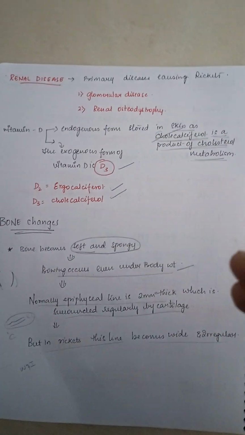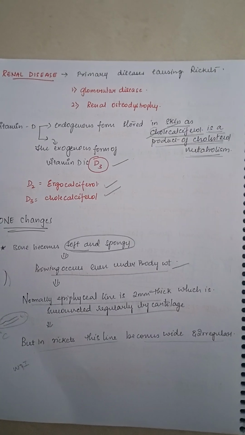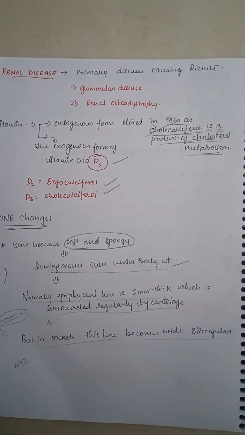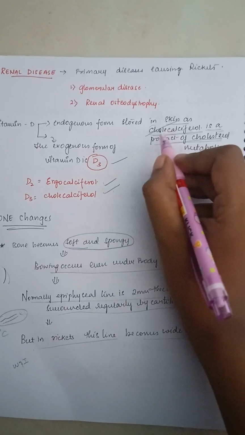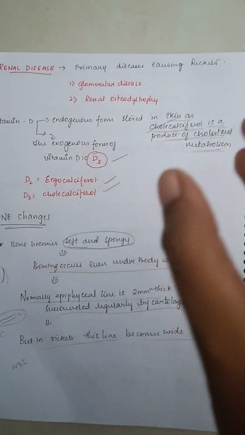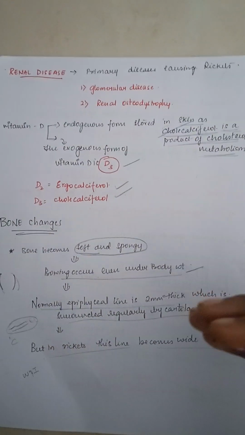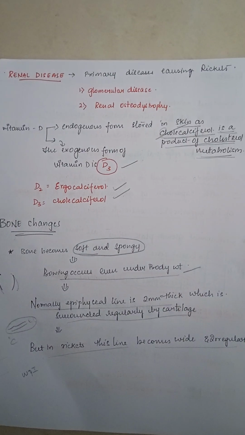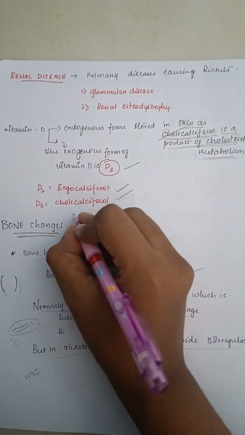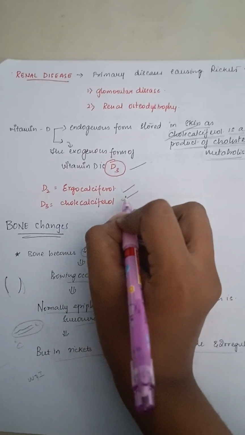The available forms of vitamin D are two: the exogenous form and the endogenous form of vitamin D. The endogenous form of vitamin D is usually stored in skin as cholecalciferol. This cholecalciferol is a byproduct of cholesterol metabolism. Cholecalciferol is also known as vitamin D3, whereas D2 is known as ergocalciferol.